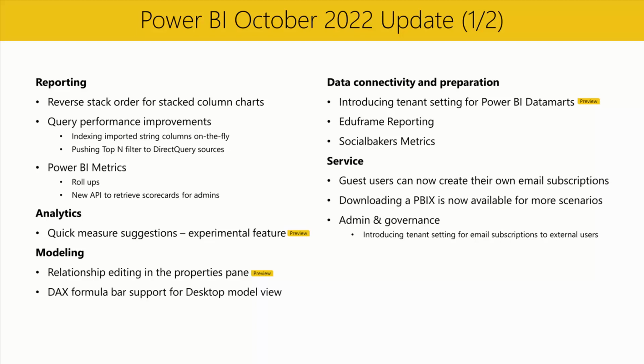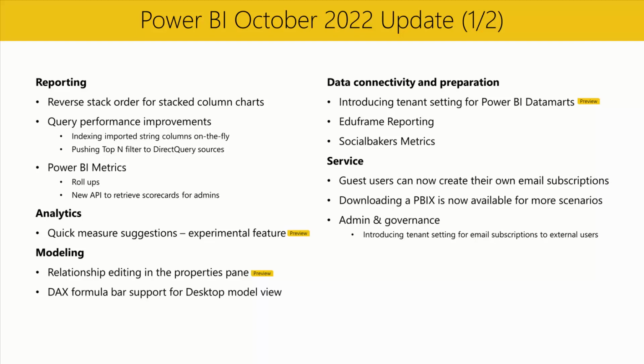We're also going to push top-end filters to direct query sources whenever possible. Up until now, when using the top-end function or a top-end filter on a column from a direct query source, all values of the column will be retrieved and then the top-end filter will be applied within the DAX engine. Now we're pushing the top-end filters to direct query sources wherever we can. When the top-end filter is based on a measure, the measure has to be based on an aggregation, like sum, min, max, count rows, or distinct count.